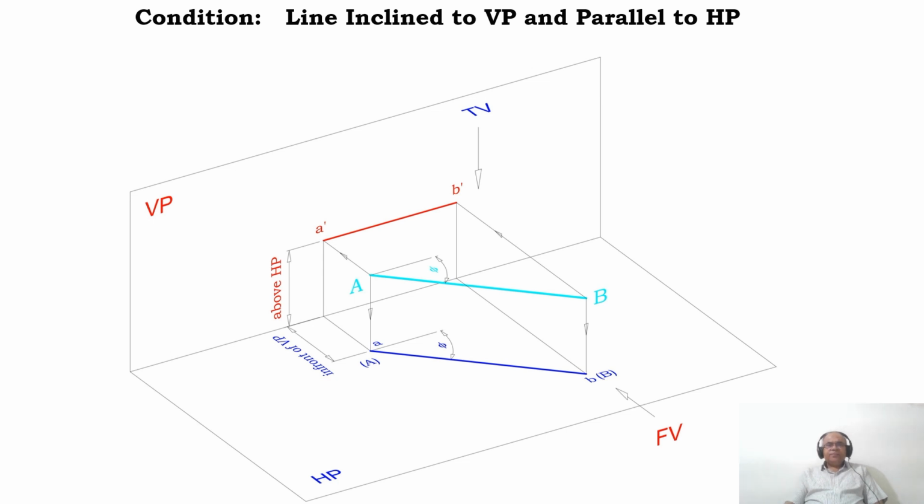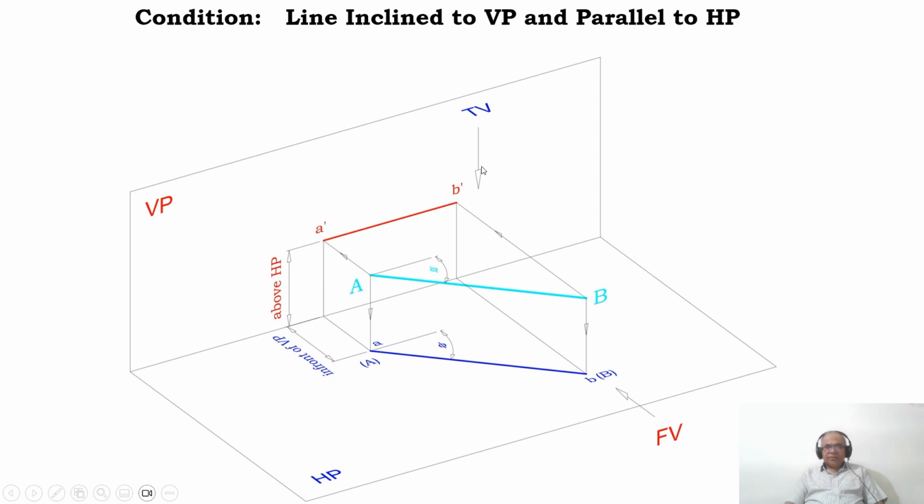You can see here the line is inclined to VP. So this is the line capital A and capital B. How do I know that the line is inclined to VP? Well, since the line is inclined to VP, that image will be seen in HP. Since the image has to be seen in HP, from where should I look? I should look in a direction perpendicular to HP, which is the top view.